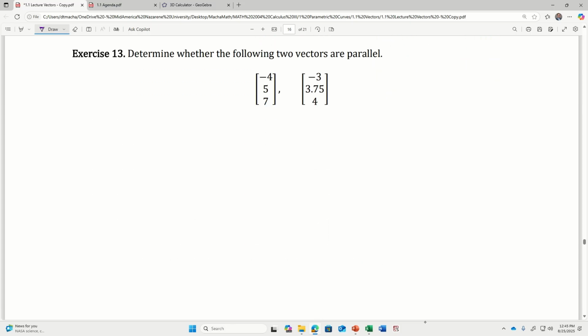All right, this time, look at those. Is there any way these are parallel vectors? Are these parallel vectors?